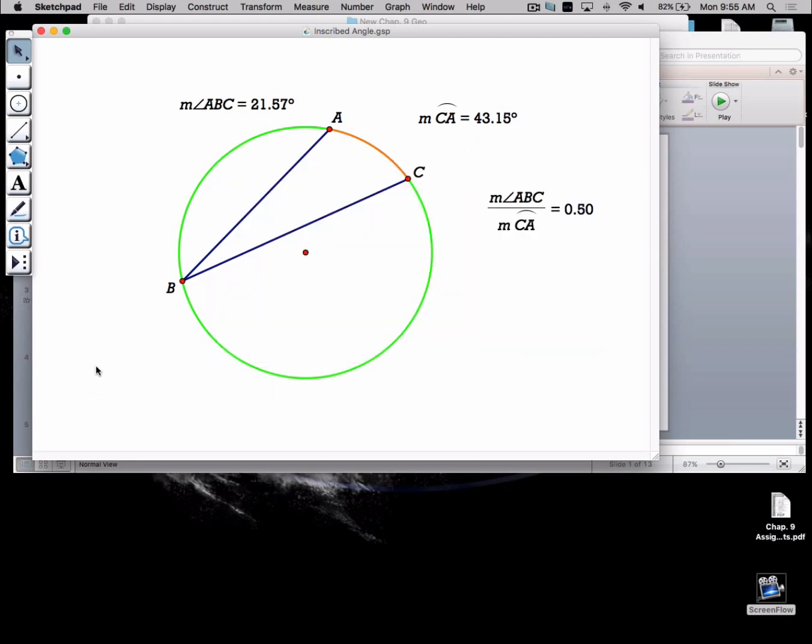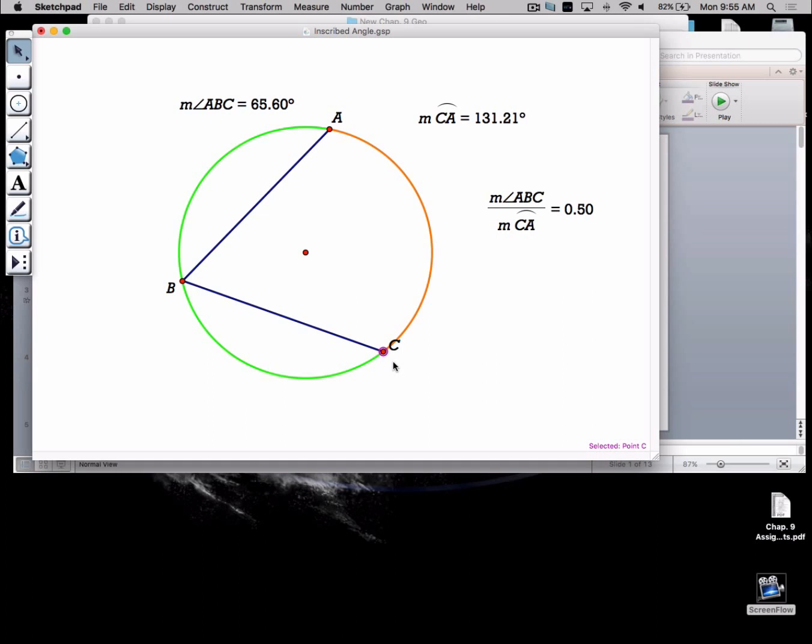Okay, so here's a picture. I put B on the circle. I've got an inscribed angle in there. And notice the relationship here. So I measured that angle. The inscribed angle is 21.57. The intercepted arc is 43.15. And then I took the 2 and I divided them and got that ratio of 0.5. If I grab one of these points and change it, these numbers change, but this doesn't change.